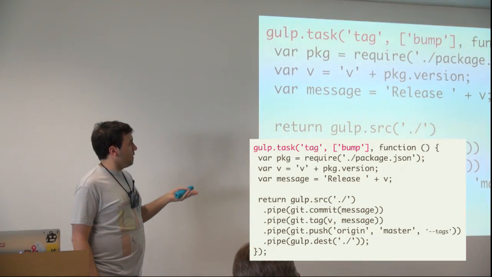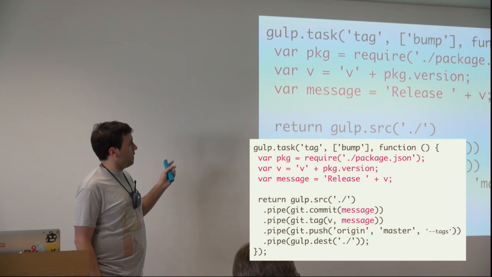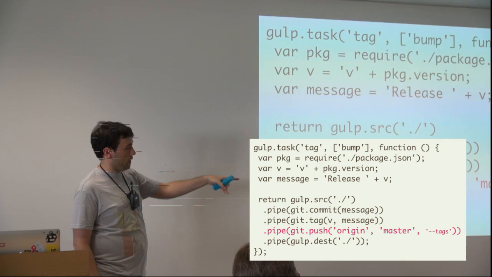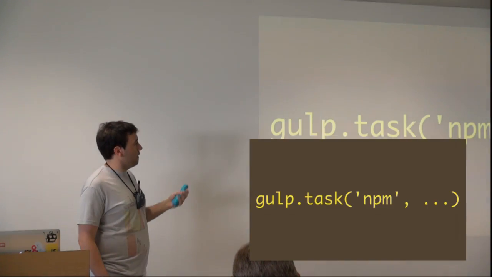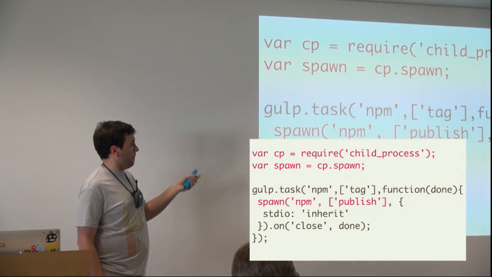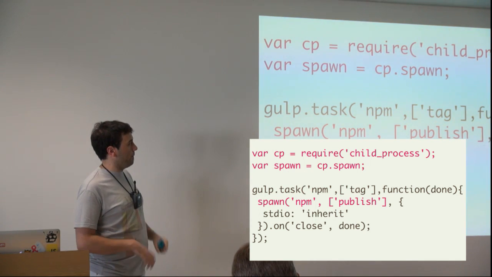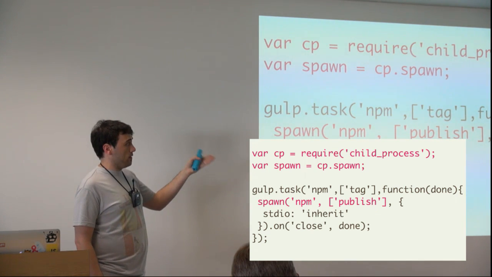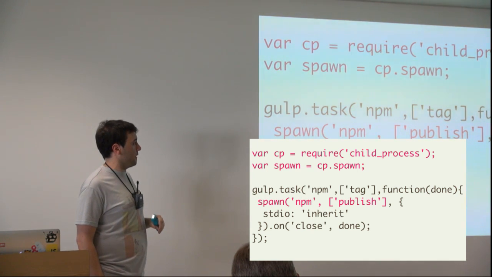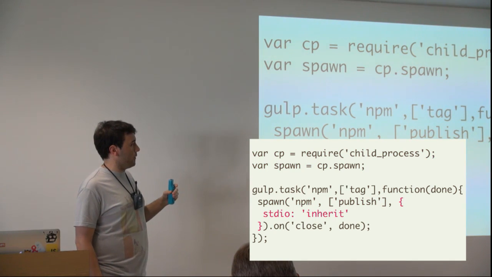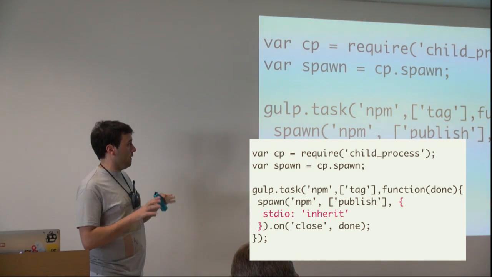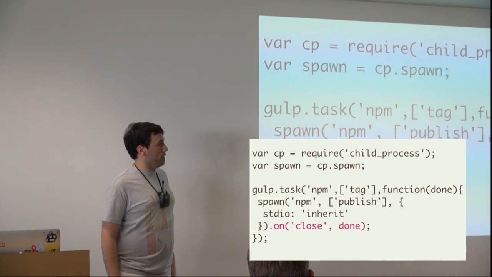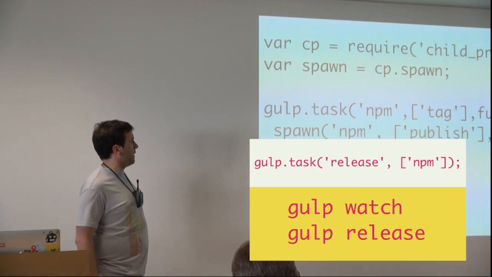Really easy. Then there's the tagging on git. You create a commit message, you tag, you push, including the tags, that's it. Publish into npm. For npm publish, you depend on the tag task because you usually do both together. And it's just spawn npm, passing in publish as an argument. I'll inherit the standard input so that I get in my terminal whatever the spawned process tells me. And when that process finishes, my task is done.